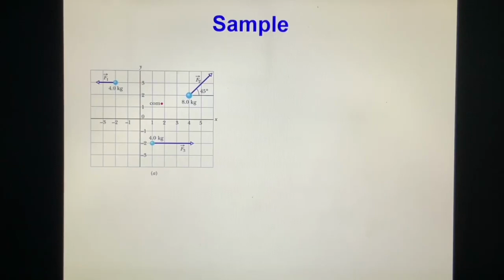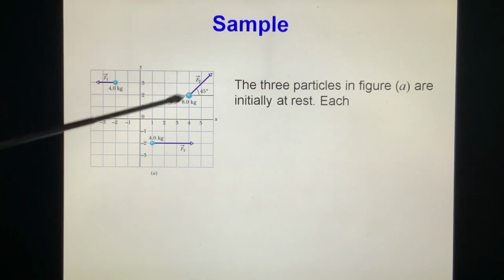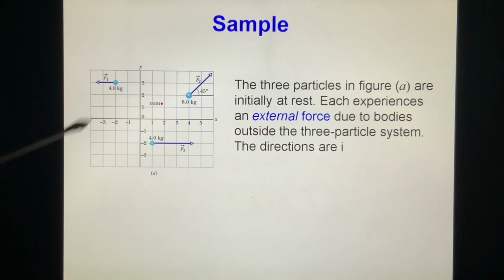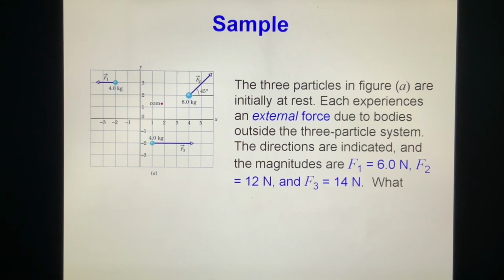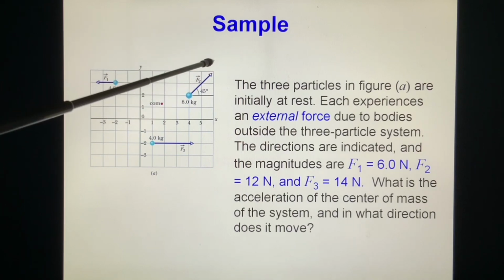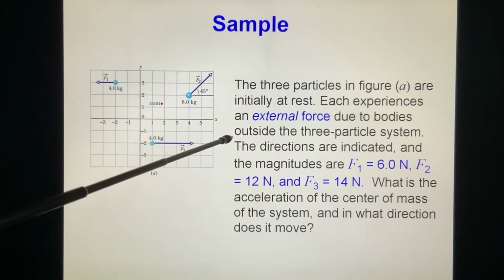Sample. The three particles in the figure, 1, 2, 3, are initially at rest. Each experiences an external force due to bodies outside this three-particle system. The directions are indicated. F1 is 6.0 newtons, in the negative direction. F2 is 12 newtons, 45 degrees up. F3 is 14 newtons, in the positive direction. What is the acceleration of the center of mass of the system, and in what direction does it move?